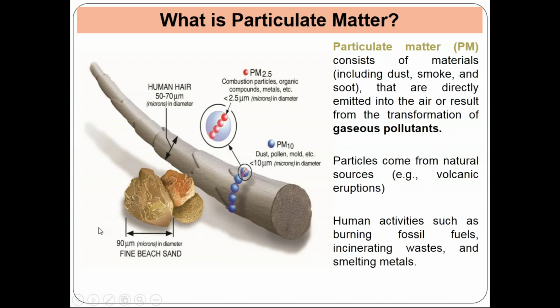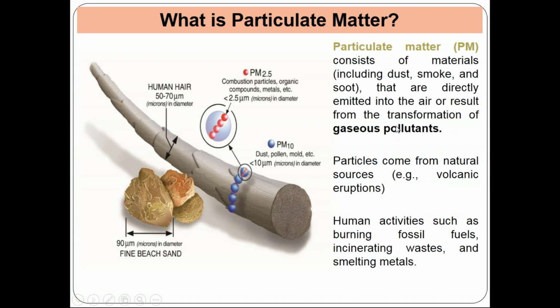And here you can see one comparative study, a comparison with fine beach sand, which has a diameter of about 90 micrometers. So in 90 micrometers, 9 PM10 particles can be stacked together to make one particle of beach sand. And if we put in PM2.5, then how many? About 36 PM2.5 particles are required.